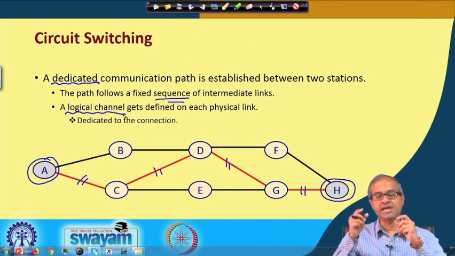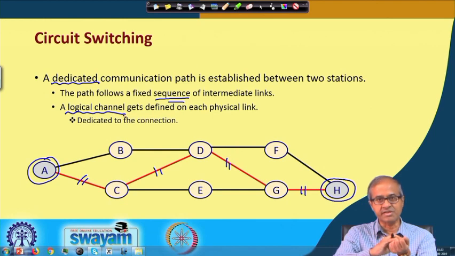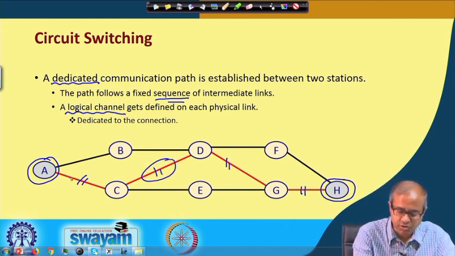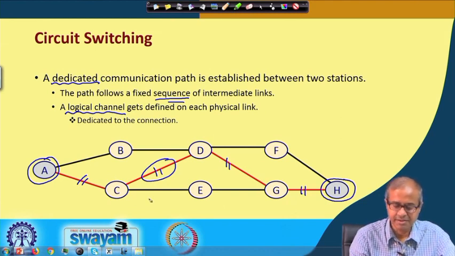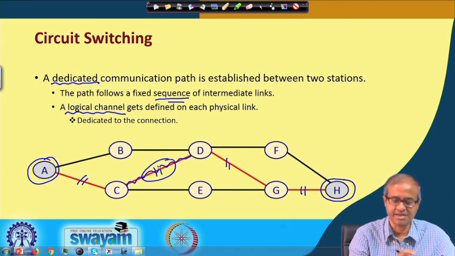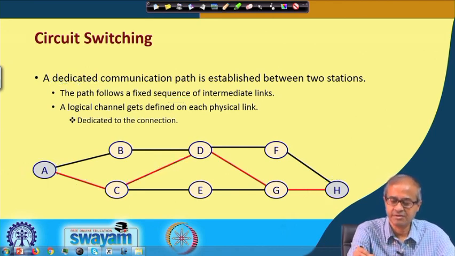Now, it is not that you are actually physically using that link on your own, and not allowing others to share, not like that. Maybe this particular link is also shared by some other communication, but for this particular communication from A to H, there is a 64 kilobit channel or bandwidth that you are guaranteed to get, you have been provided with, right. That is the idea. Okay.